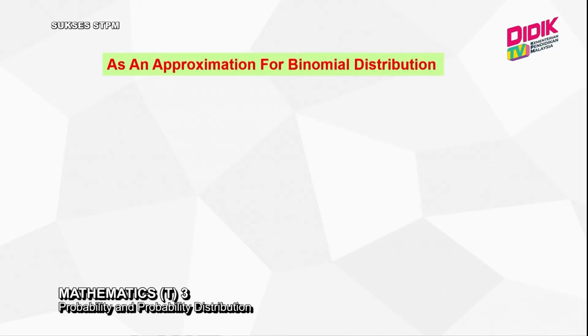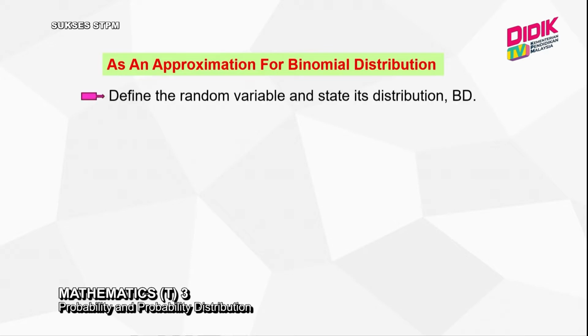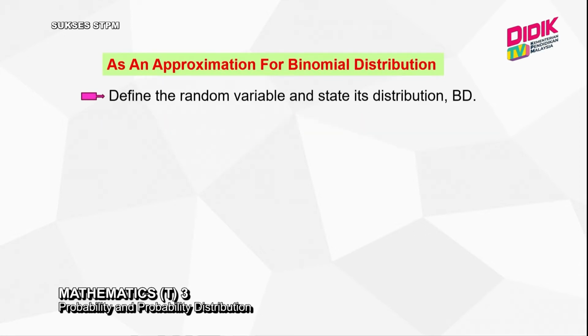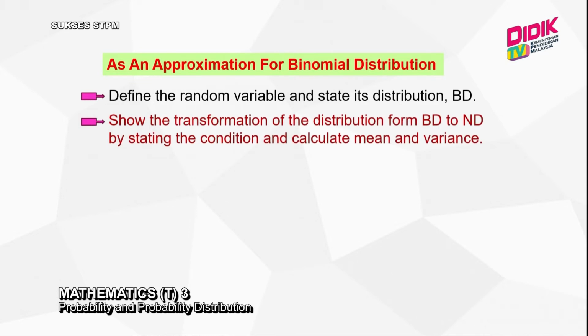In the next part of this chapter, we will use an approximation for binomial distribution. That means we will use normal distribution as an approximation for binomial distribution. Almost identical to just now, but slightly different. First we have to define the binomial distribution. Next, we have to show the transformation of the distribution. That means we transform from binomial distribution to normal distribution by stating the condition and calculating the mean and variance.